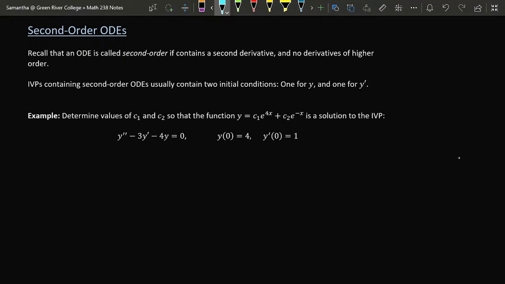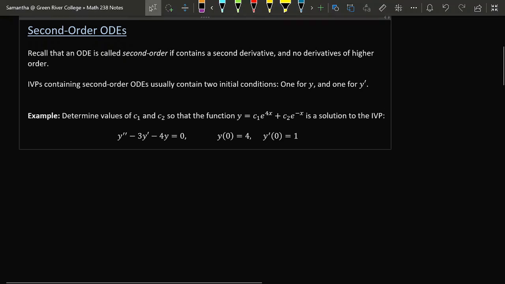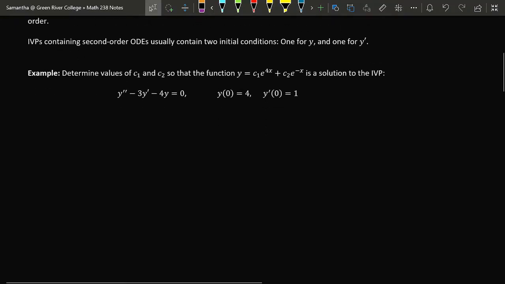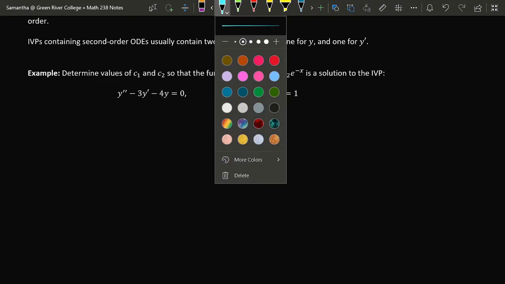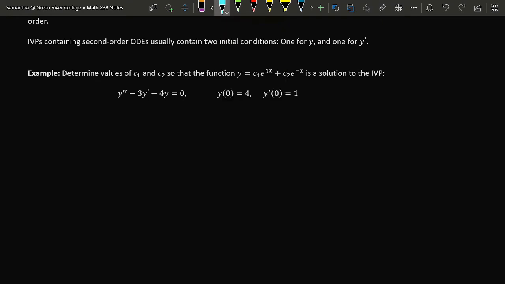Now, for an initial value problem, we usually are given information about the original function y and the function constituting the first derivative y prime. For example, what's given below would be an initial value problem. y double prime minus 3y prime minus 4y equals 0, where we require that initially the value of y is equal to 4, and initially the value of y prime is equal to 1.